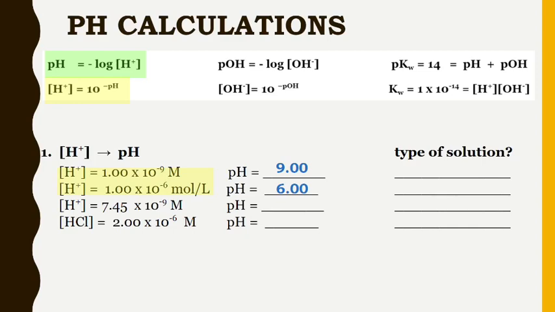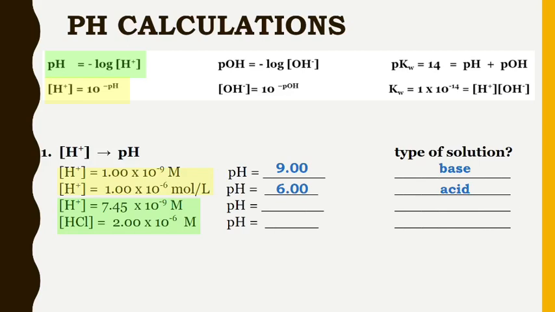And now if we're trying to find our type of solution, if you have a pH of 9, that's bigger than 7, that's going to be a base. 6 is less than 7, that's an acid. Quick and easy after we have our pH. Now on these next 2, we cannot actually use that shortcut rule.